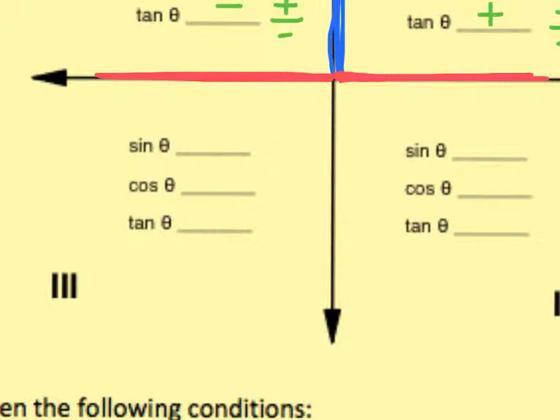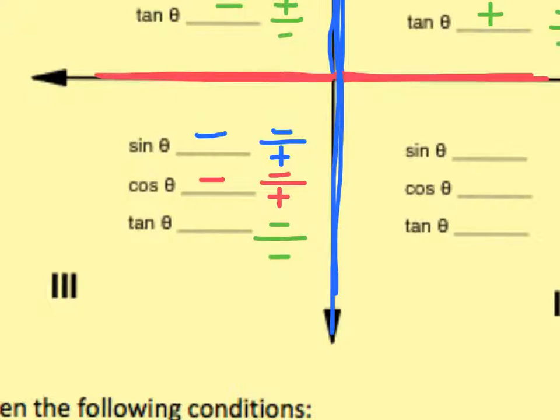Okay, in the third quadrant we have sine, which is y over h, and y's in the third quadrant are negative. H is always positive, but a negative divided by a positive is a negative. For cosine, x over h, the x's are negative, the h's are always positive, so cosine is still going to be negative. Now tangent is y over x, so y's are negative, x's are also negative, but a negative divided by a negative is a positive, which makes tangent positive in the third quadrant.